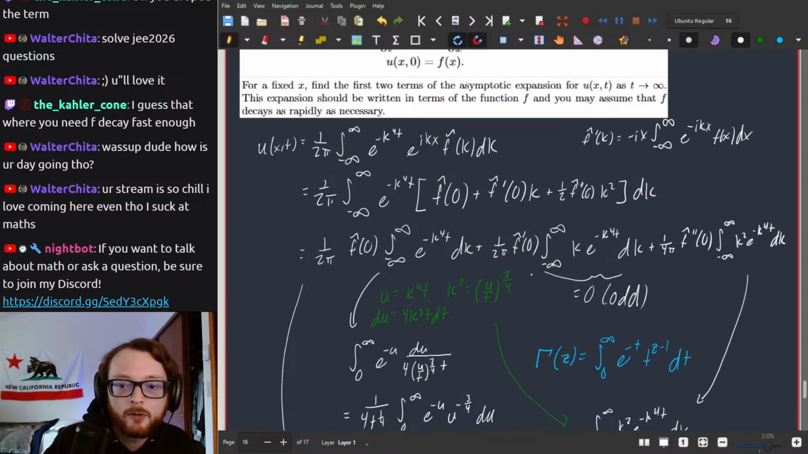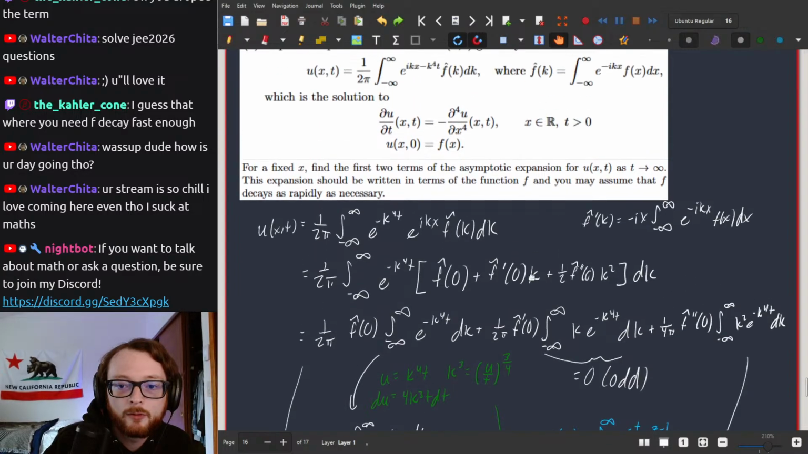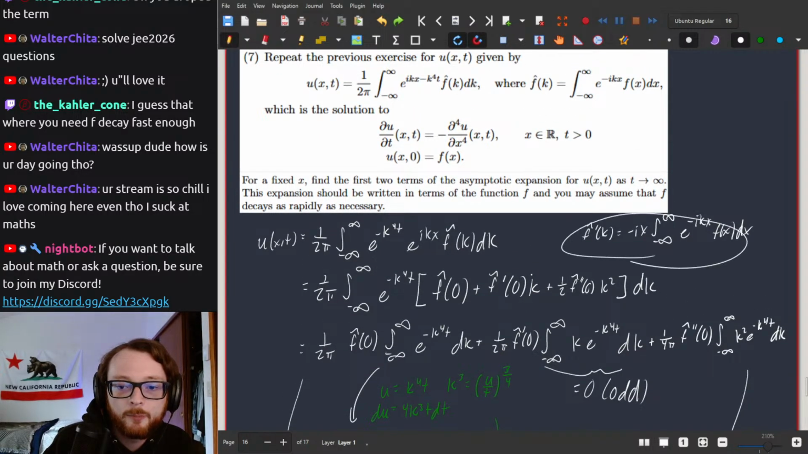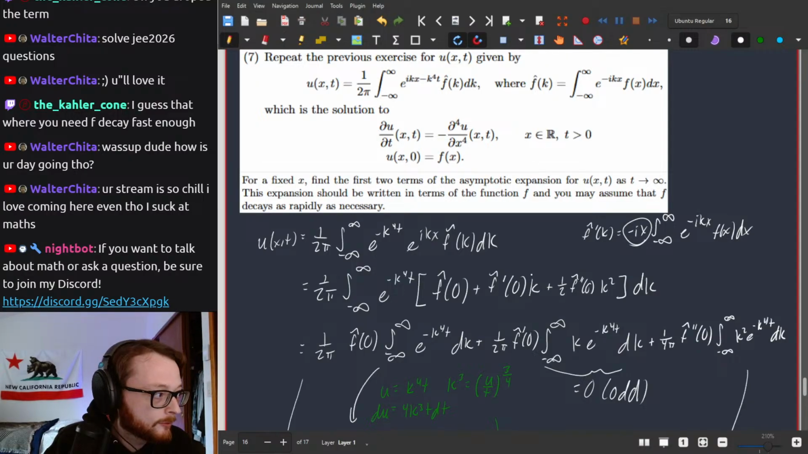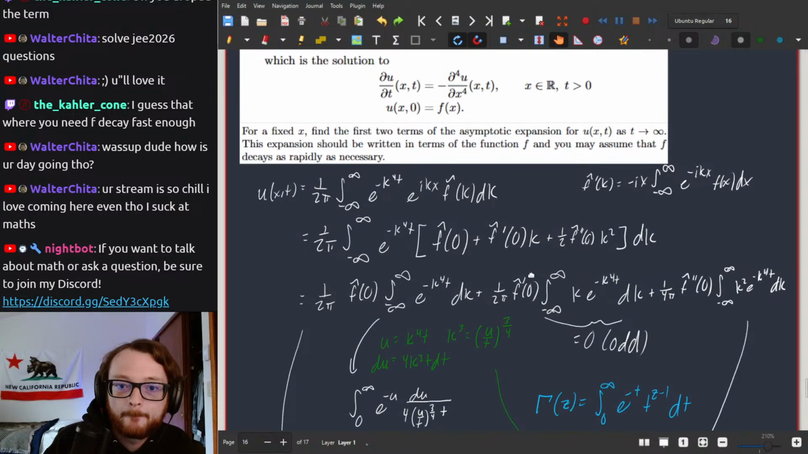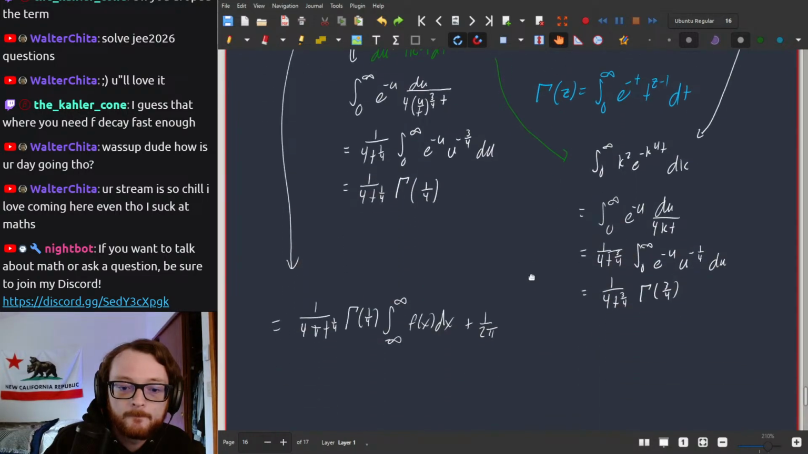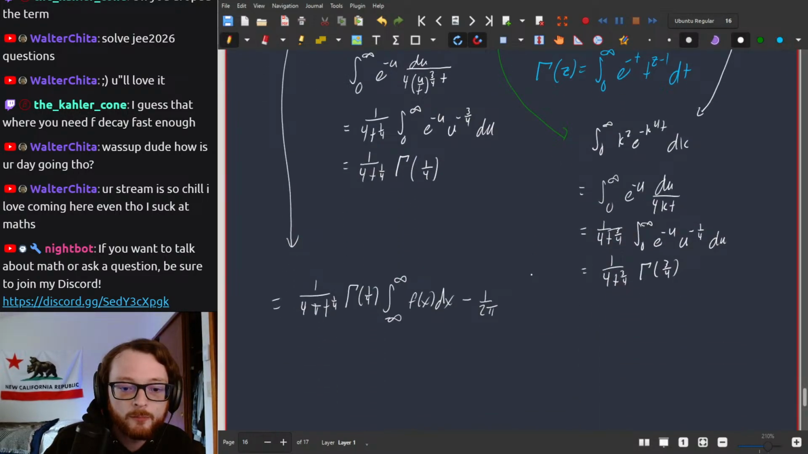We need to work out f double prime of 0. I did f prime there. F double prime, we're just going to multiply by another minus ix. So it'll be minus x squared. So change that to minus.